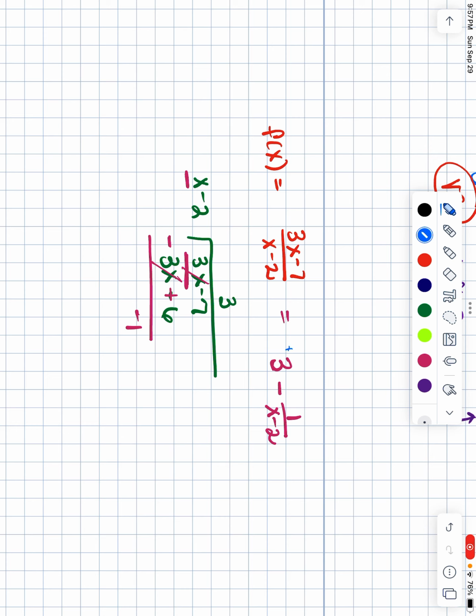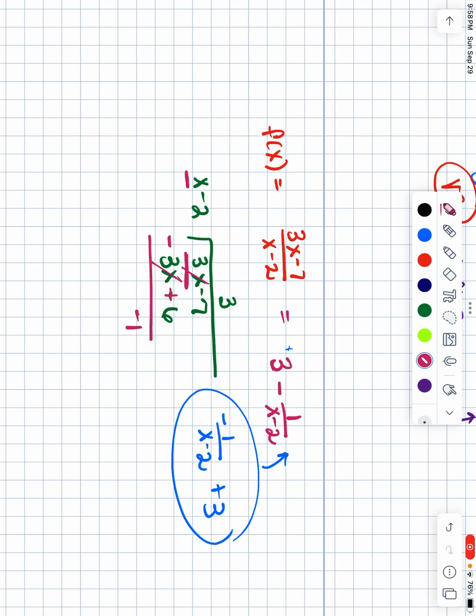This is a positive 3, right? So I'm going to rewrite this as -1 over x minus 2 plus 3, right? This is the same thing as this. I just put the 3 in the back and moved the negative to the top of the fraction. Just moved it around.